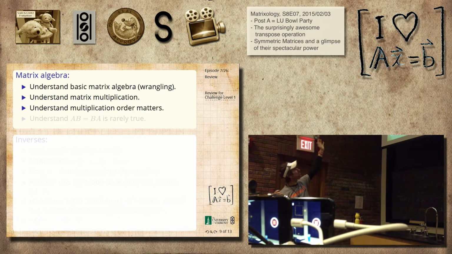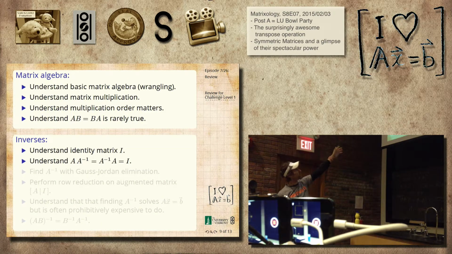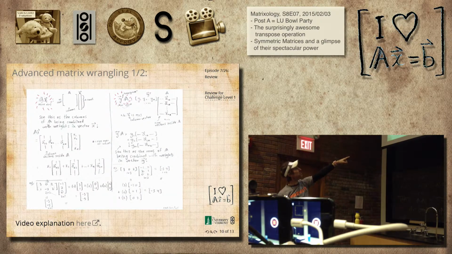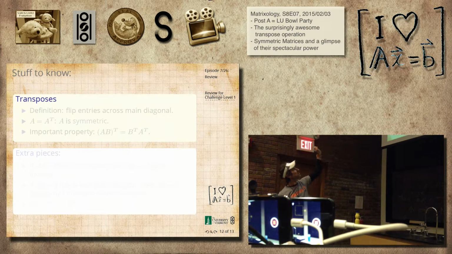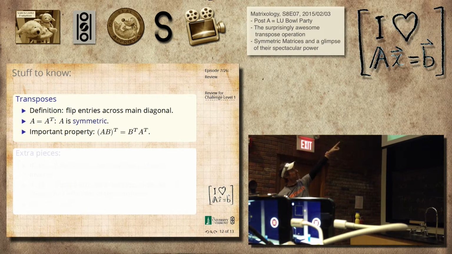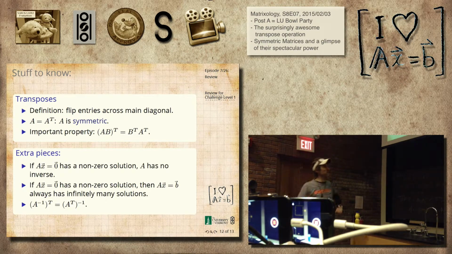Basic matrix multiplication, all that stuff. The commuting doesn't work. How inverses work, you need to be able to do the Gauss-Jordan elimination, definitely a big thing. There's some extra stuff. I tweeted this. There's a video explanation at the bottom. Matrix multiplication. And today, transposes. (AB) transpose equals B transpose A transpose. And there's a couple of other pieces here that you should know about.